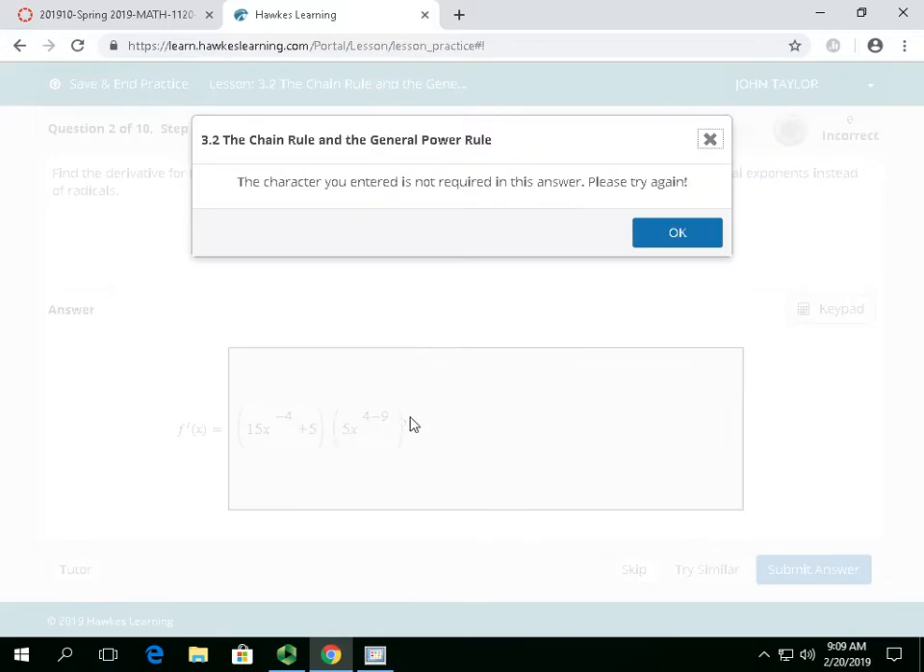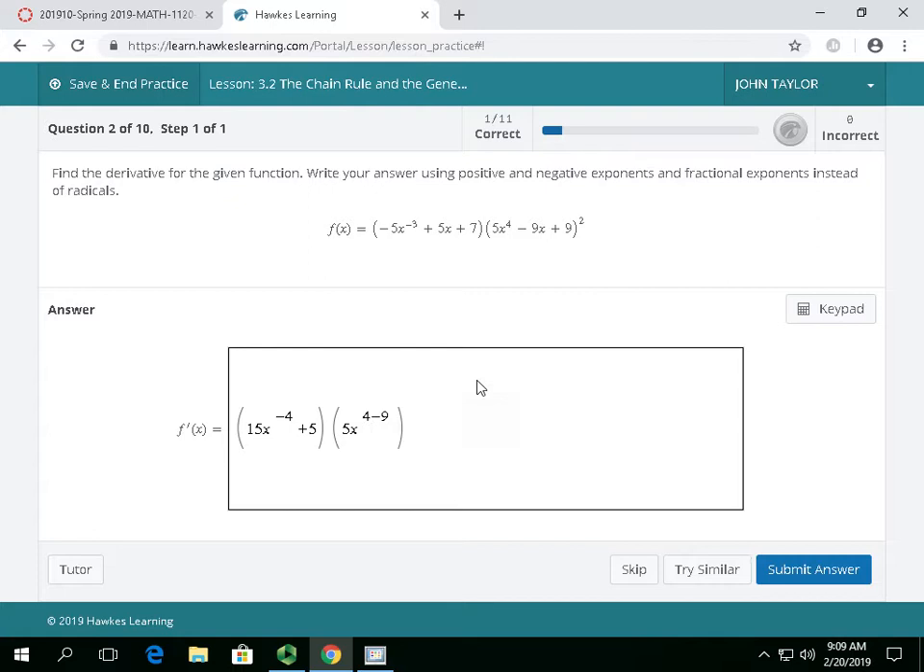Oh, must have hit the wrong button there. Hold on. Oh, I forgot to hit the out of the thing here. That happens to me all the time. So we go back, over arrow. There we go. 5x to the fourth minus 9x plus 9. Get that guy out of the way. And then I'm going to raise him to the second power.